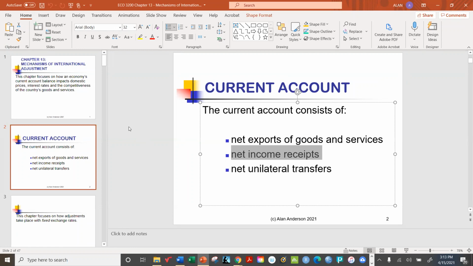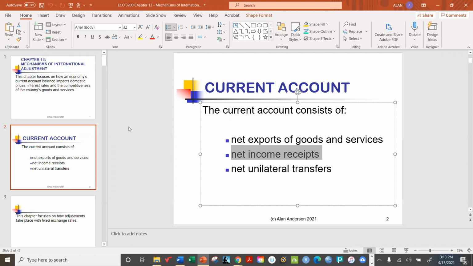And net unilateral transfers are basically one-way payments. For example, when the US government pays out foreign aid to other countries, that would be defined as a net unilateral transfer. Those are typically undertaken, again, for reasons other than changes in the trade balance. So what we're really focusing on here is how surpluses and deficits in our trade balance correct themselves, if they do, over time.